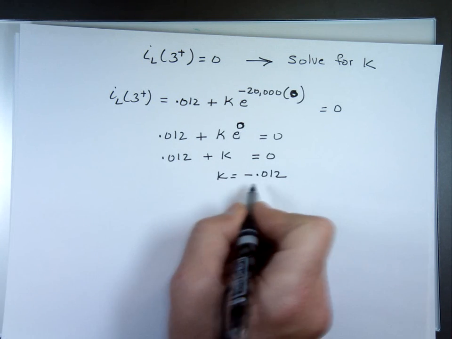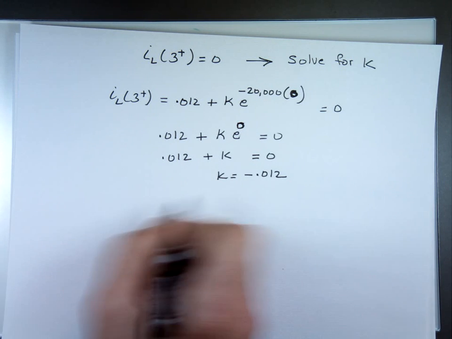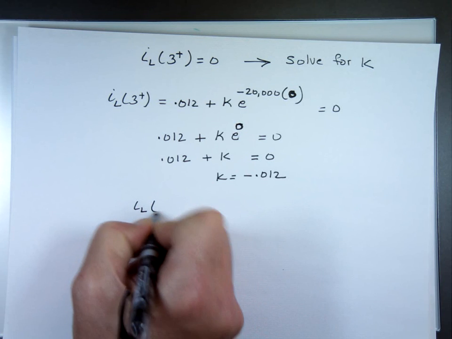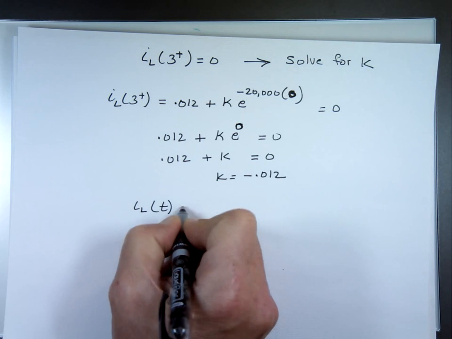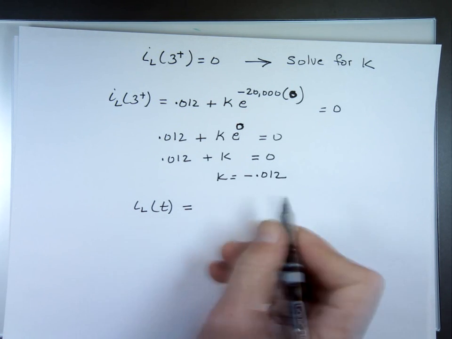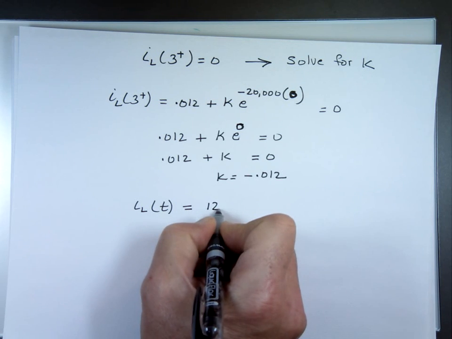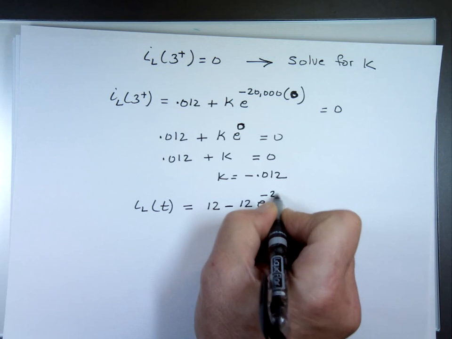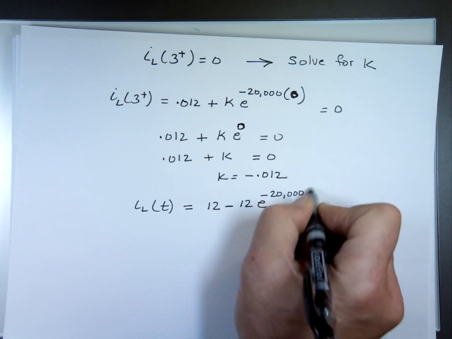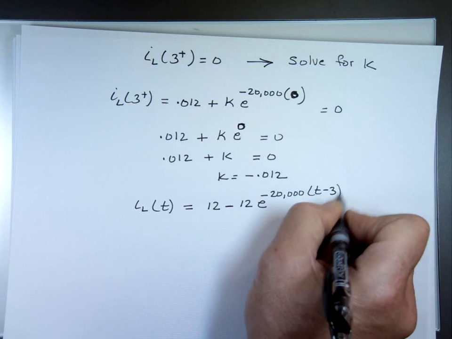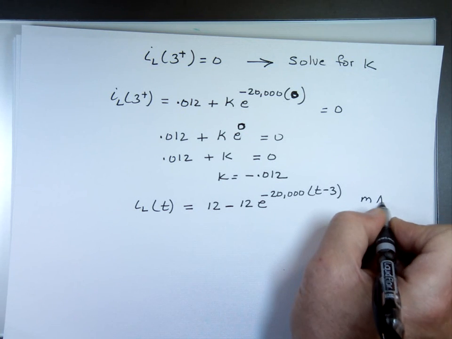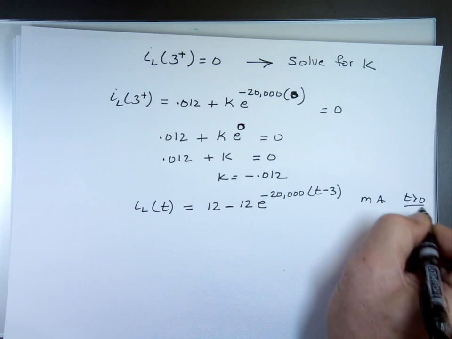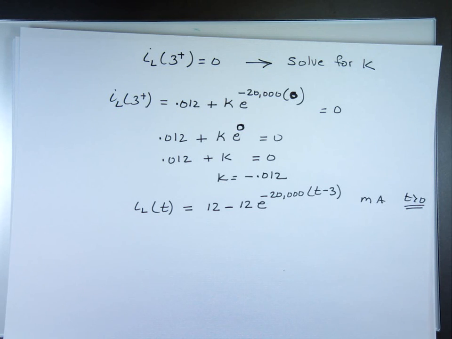Now, once we know what k is, we know the current as a function of time is going to be, I can convert that to milli, 12 minus 12 e to the power of negative 20,000 t minus 3 milliamp for t greater than 3. So that would be the equation.